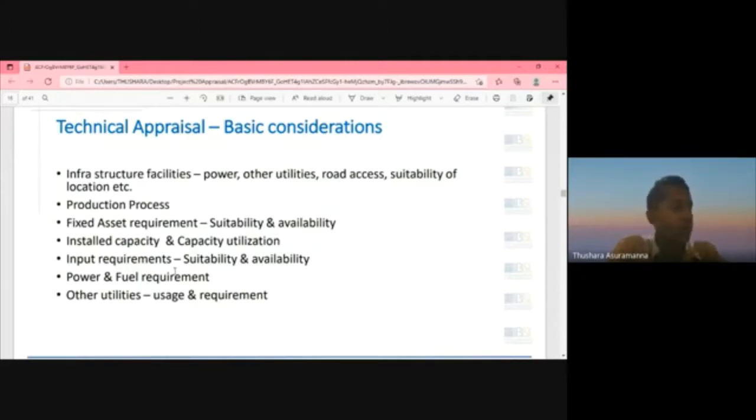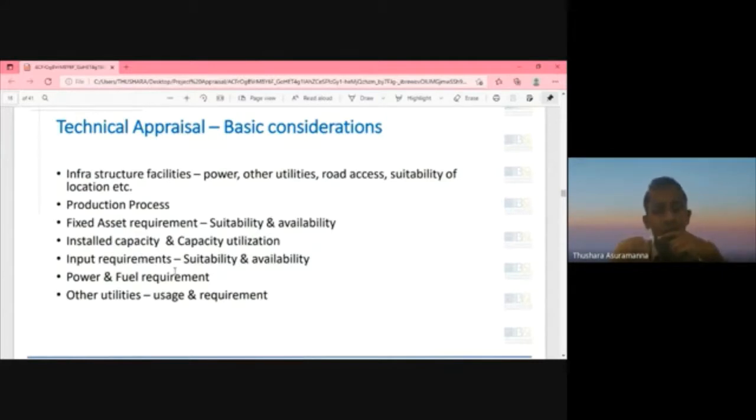Location, so whether the particular project is going to be located in an industrial zone is very important, compared to a village. For example, we had a lot of issues subsequently when you try to put it in a village where other residents are residing. So availability of infrastructure facilities is very important, right? If not, sometimes your project may not be feasible or possible to proceed.